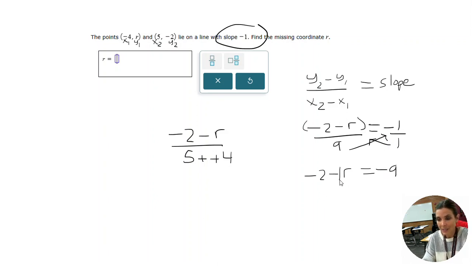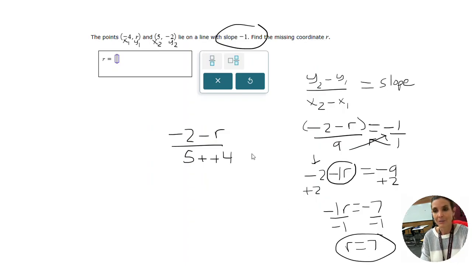And then remember, this is negative 1 times r. So if we're isolating the r, if we want to get that by itself, we're first going to add 2 to both sides. So negative 1 times r equals negative 7. Then we divide by negative 1 on both sides, and r equals a positive 7.